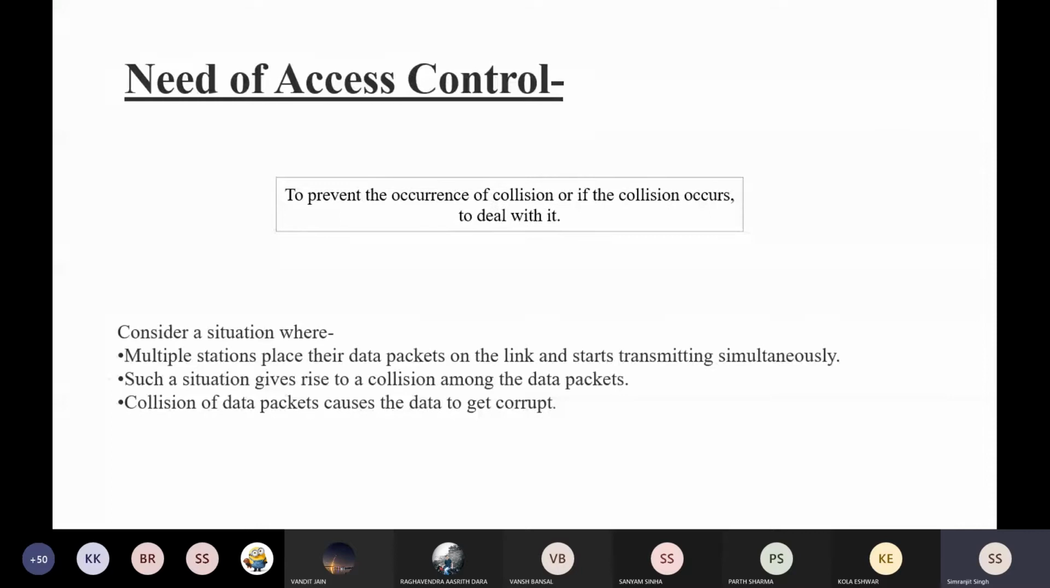Why do we need access control? We need to prevent collisions. That is the sole purpose of access control. It prevents the occurrence of collisions, or if a collision occurs, it deals with it. So access control does two things: first, prevent collision, and second, if a collision has occurred, deal with that collision. It first tries to prevent the collision, but if a collision eventually happens, it also tries to deal with it, that is, how to retransmit the packet so that a collision may not occur.